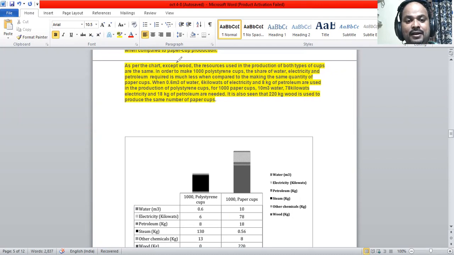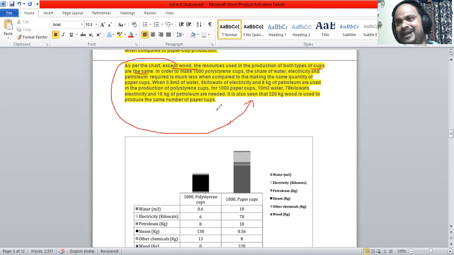So we have one sentence here in the first sentence: except wood, the resources used in the production of both types of cups are the same. So where is wood used? To make paper cups. You might ask, where we have compared the polystyrene cups, except wood, both use the same resources. Wood is used for paper cups, and at the same time, we can understand it is not used in the case of polystyrene cups. Clear?